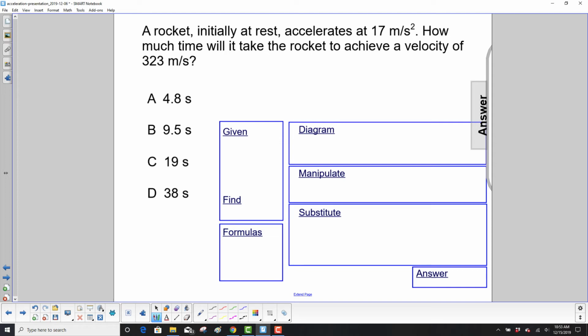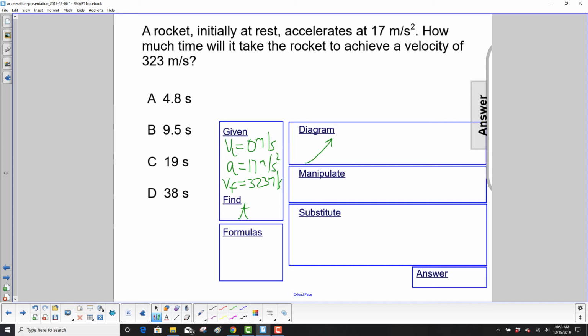A rocket initially at rest, so what do we have? We have v_i equal to 0 meters per second, and it accelerates at 17 meters per second squared. How much time, so we want to find time, will it take for the rocket to achieve a velocity of 323 meters per second?